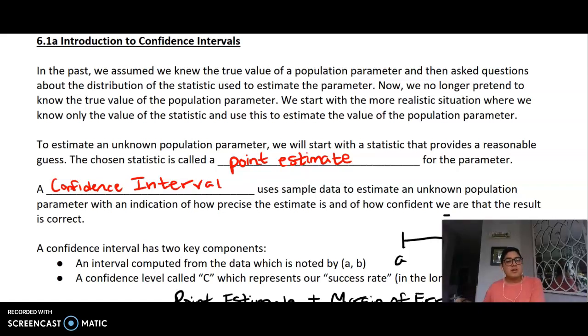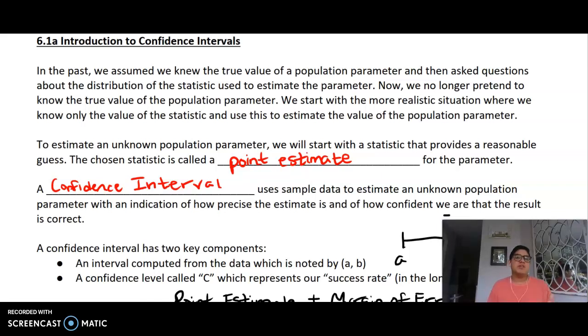Alrighty, well, welcome to Unit 6, which is Inference for Proportions. And remember, we use proportions when we're dealing with categorical data. So in this unit, we are trying to estimate or find significant evidence about some type of population parameter. Now, in the past, we assumed that we knew the true value of the parameter, and then we asked questions about the distribution of the statistic, which we used to estimate the parameter, right? This was our sampling distributions.